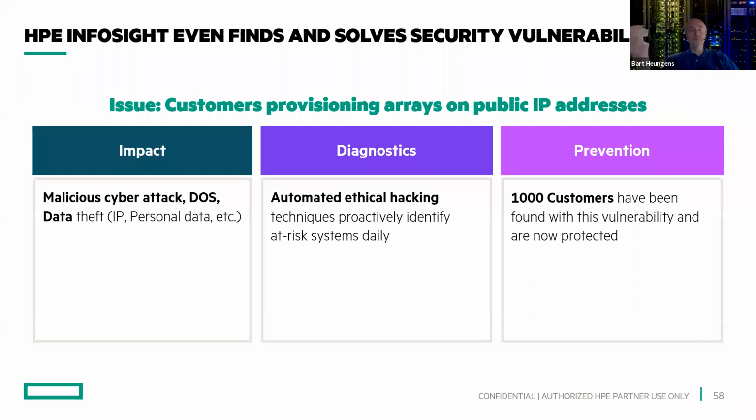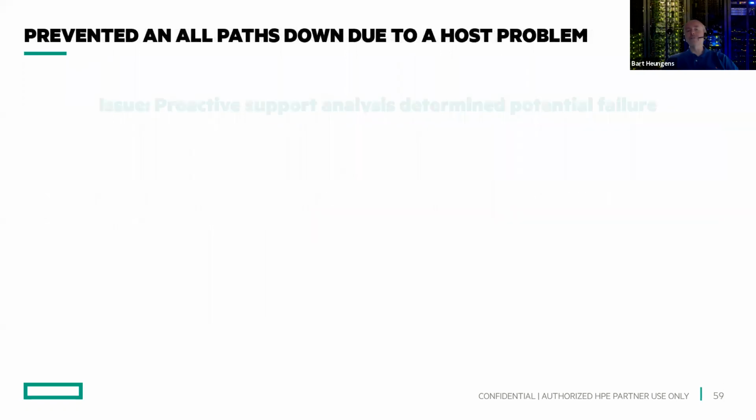This has nothing to do with a performance impact. This has nothing to do with stability. This is about security. And even there, Infosight sent an alert automatically to those 1,000 customers to say, we see through the cross-stack analytics that you use these IP addresses, and they are a potential threat.